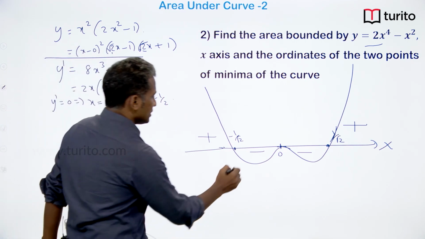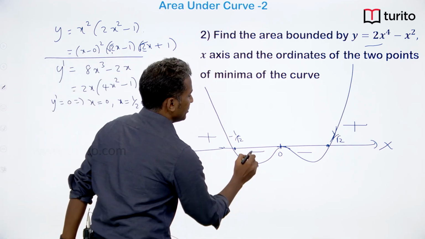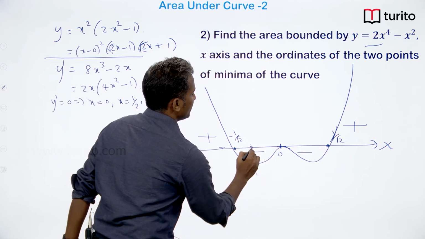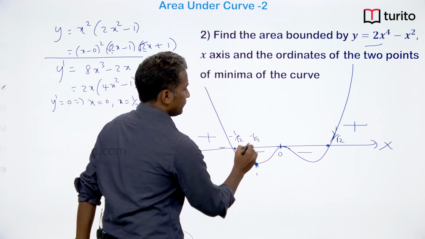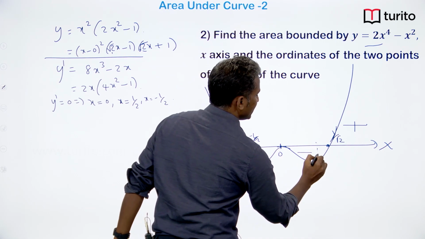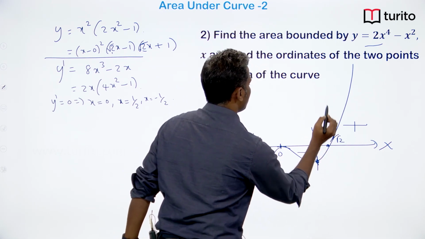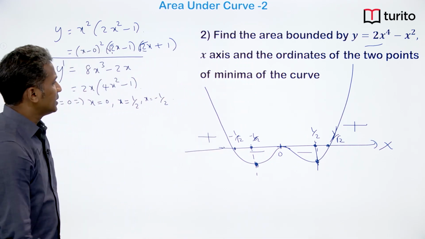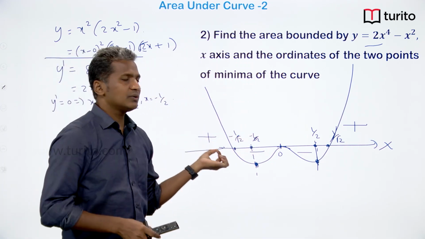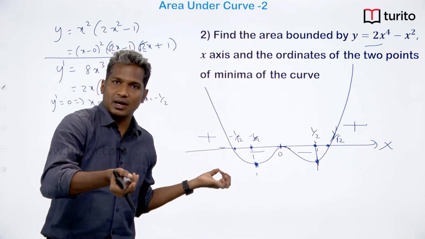This means the point here where I am getting the minimum is going to be minus 1 by 2, and the point where I am getting the maximum is going to be plus 1 by 2. Okay. So, this way also we can observe whether it is happening or how is it happening.